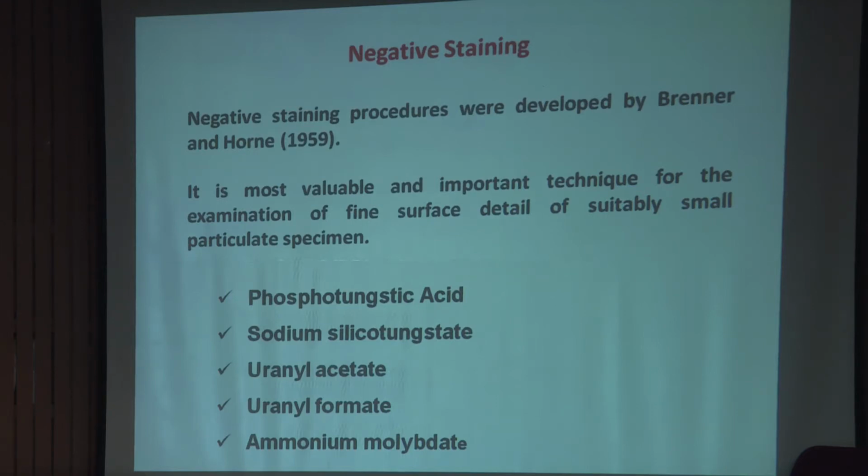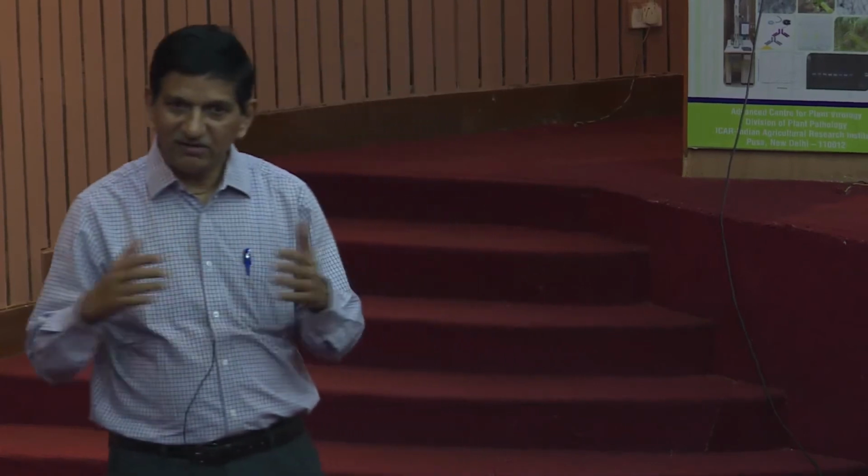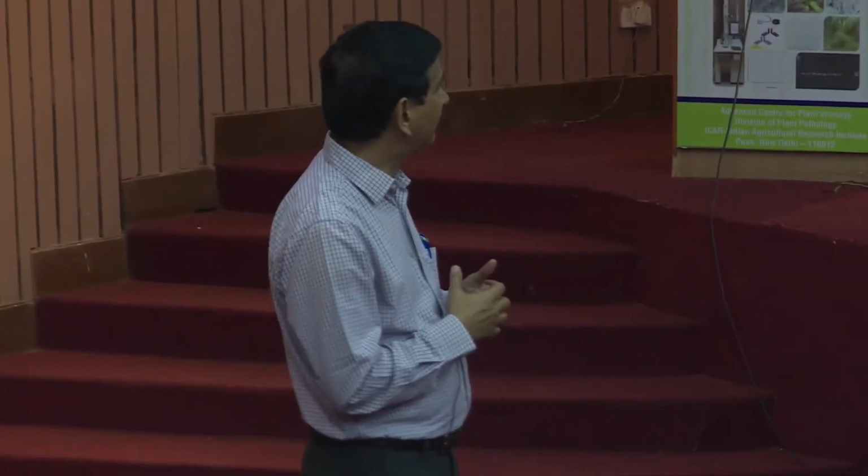Then why is it called negative stain? It will stain the background only, the background of the specimen, not the specimen itself. So you will have better contrast. After this method was developed, in electron microscopy we are getting very, very good images of virus particles by negative staining.